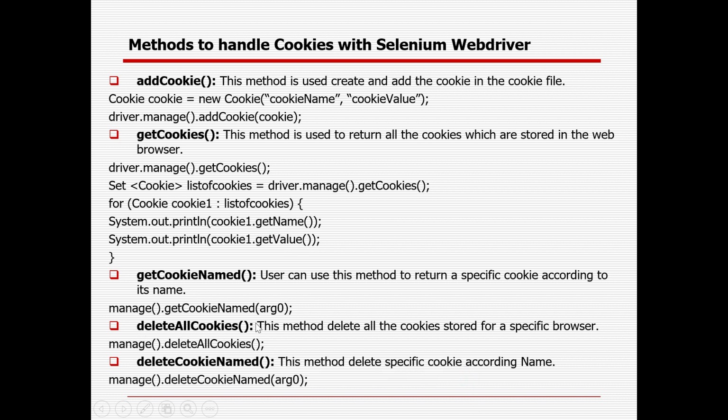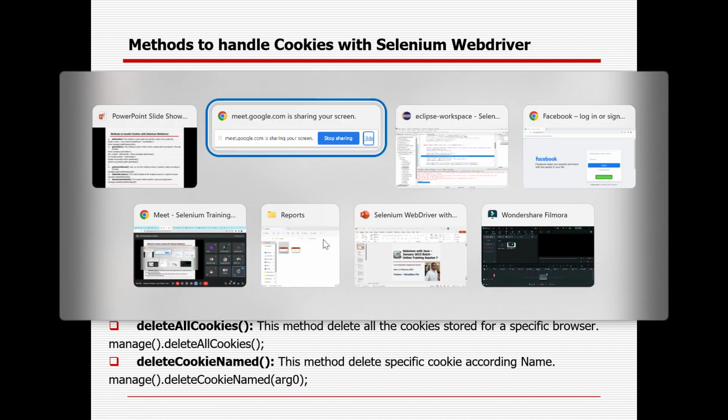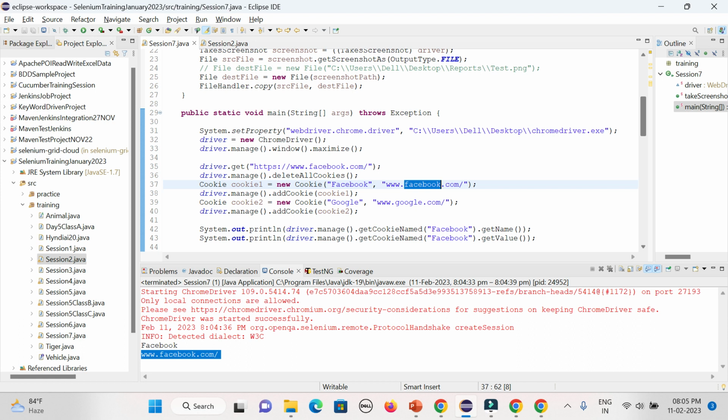You can delete all the cookies, but if you want to remove some desired cookie, manage.deleteCookieNamed, you can give the name within double quotes, like the cookie name is Google or Facebook. So that is the way you can deal with the cookie.